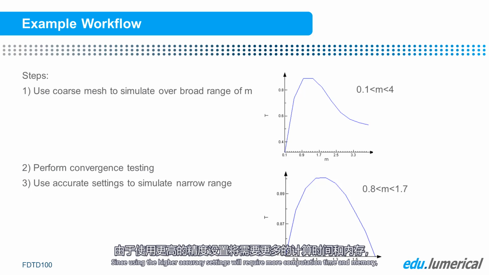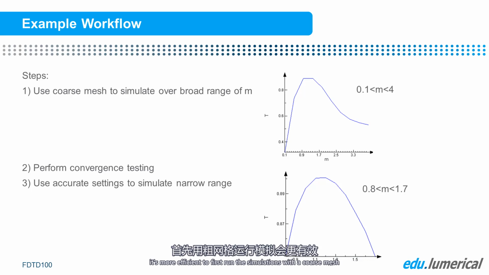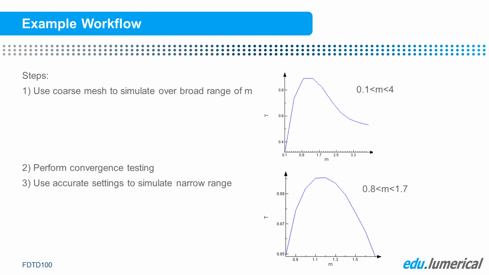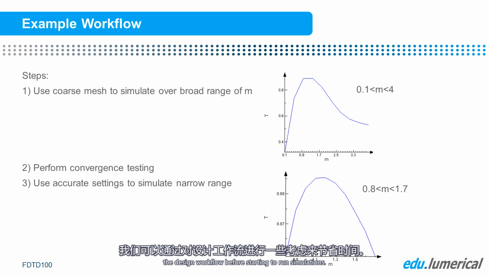Since the higher accuracy settings will require more computation time and memory, it's more efficient to first run the simulations with a coarse mesh to narrow down the range of m values compared to using the high accuracy settings to run all of the simulations over the larger range. We can save time by putting some consideration into the design workflow before starting to run simulations.